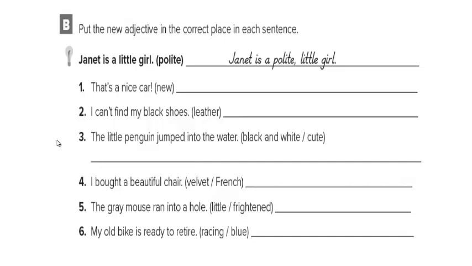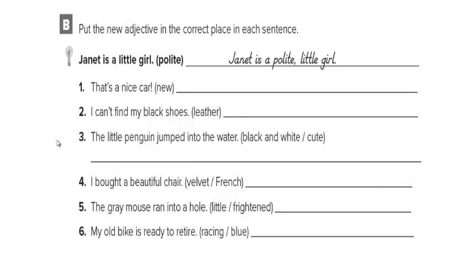Put the new adjectives in a correct place in each sentence. Janet is a little girl, and we need to add the adjective polite. Janet is a polite little girl. Because this is my opinion. Adjective, polite, it comes first.